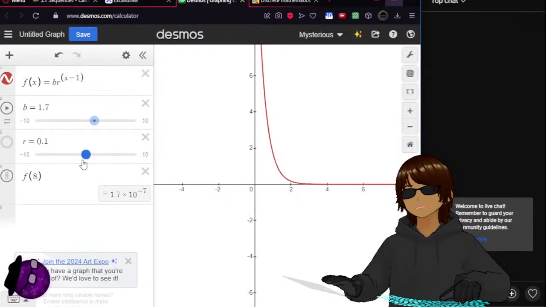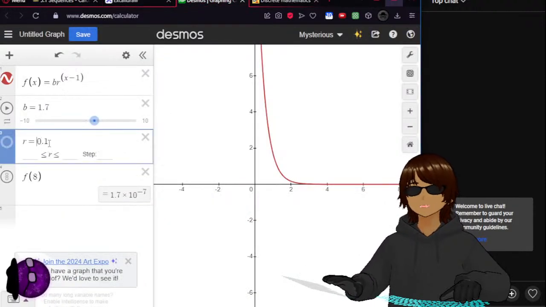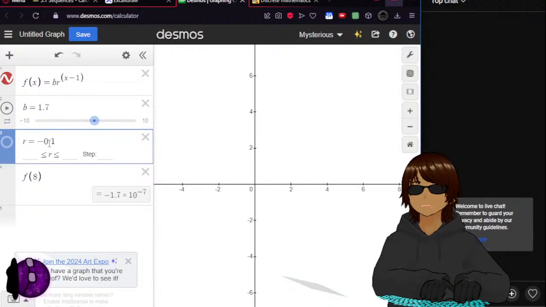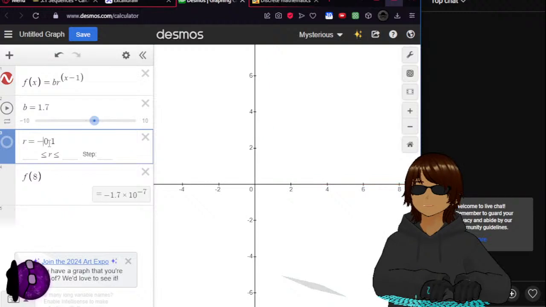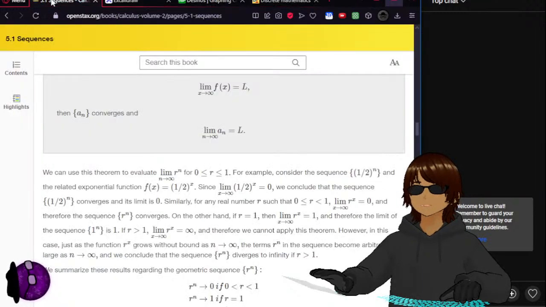Couldn't it work when r is negative maybe? Okay, never mind.